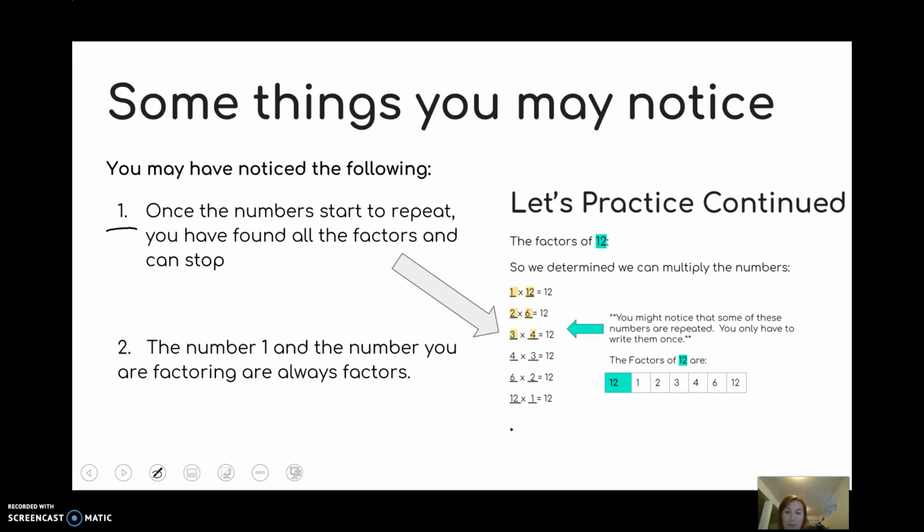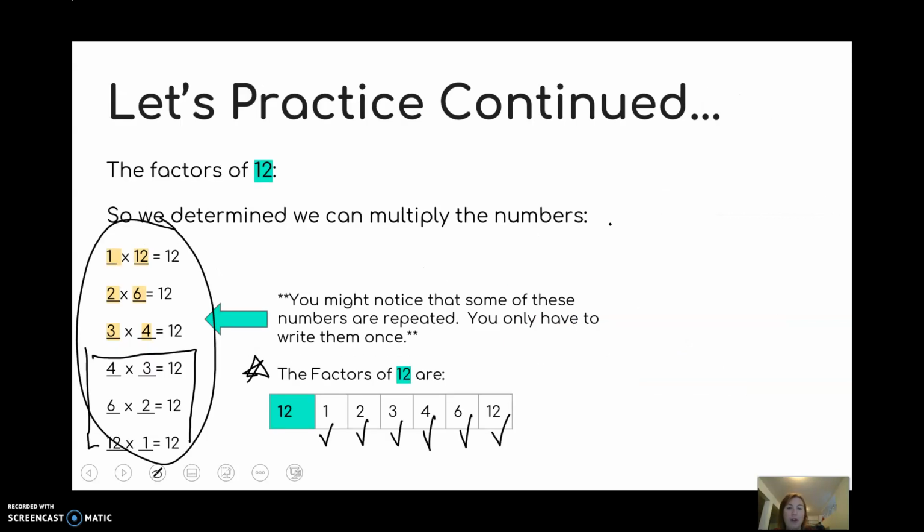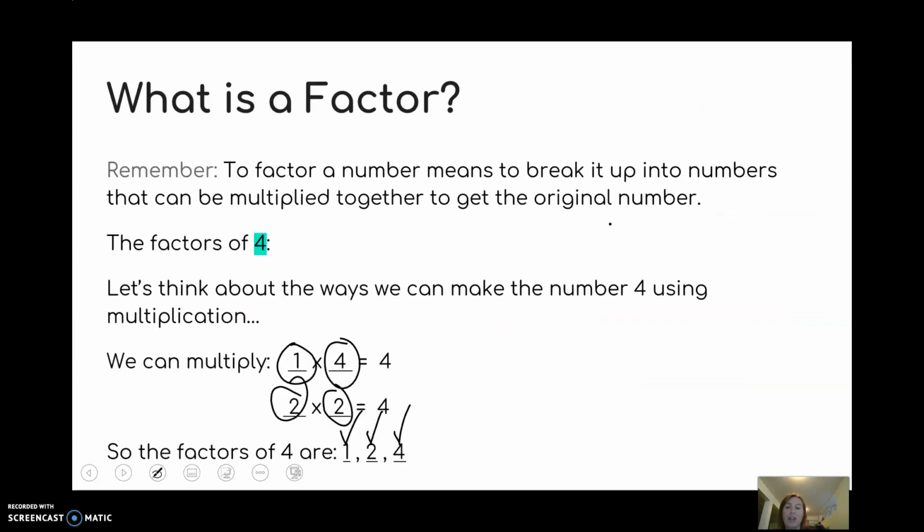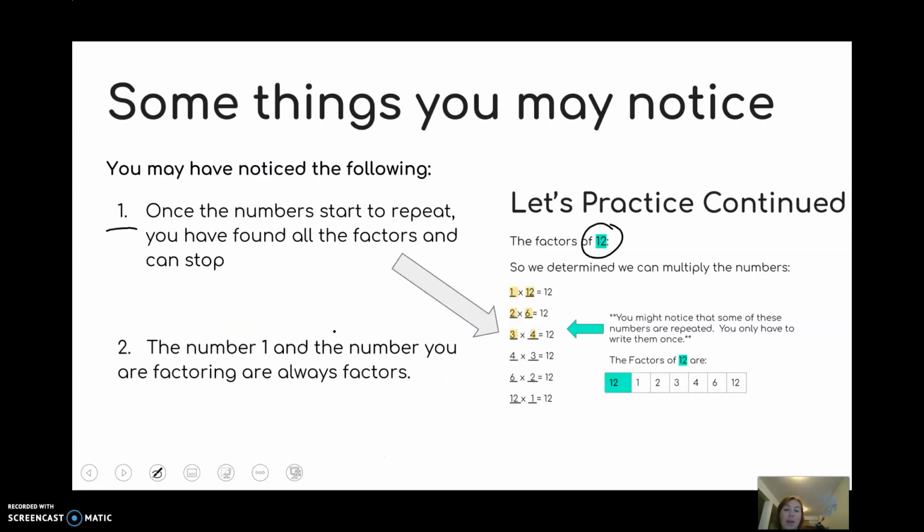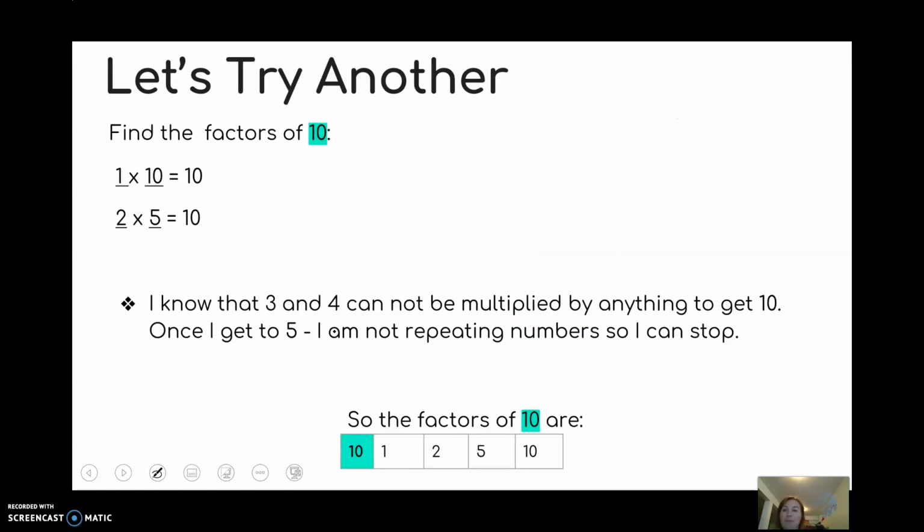So when you're finding the factors of a number, once the numbers start to repeat, you've found all the factors and you can stop. The second thing that you may notice is that the number 1 and the number you are factoring are always factors. So we're factoring 12 here, and 2 of the factors were 1 and 12. When we were factoring the number 4 back here, 2 of the factors were 1 and 4. So that's one thing that we can always think about as well.